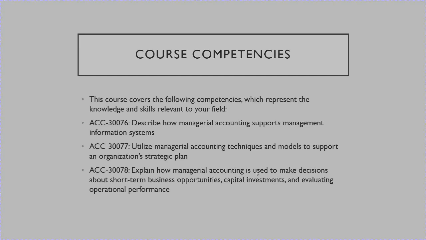The first one is ACC 30076. We're going to describe how managerial accounting supports management information systems. The next one is ACC 30077. We're going to utilize managerial accounting techniques and models to support an organization's strategic plan. In ACC 30078, we're going to explain how managerial accounting is used to make decisions about short-term business opportunities, capital investments, and evaluating operational performance.